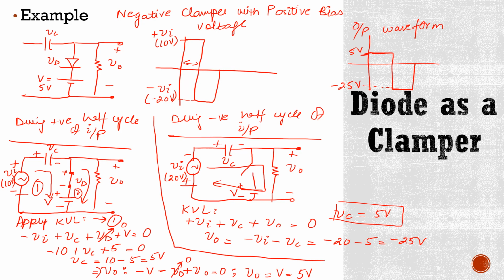Now again here peak to peak amplitude of this input signal is 30 volts, and again if you look at this output waveform here, this peak to peak amplitude is also 30 volts. So this is an example of negative clamper with positive bias voltage.